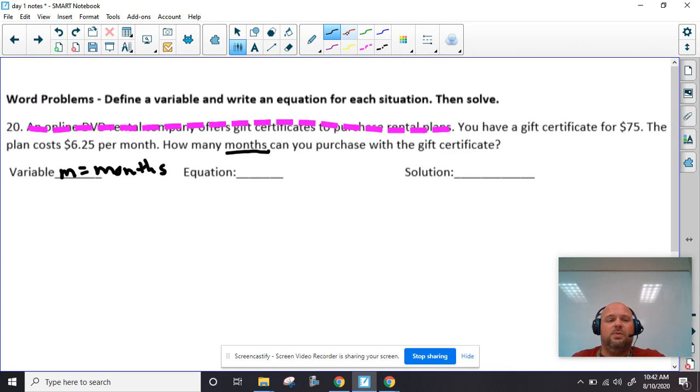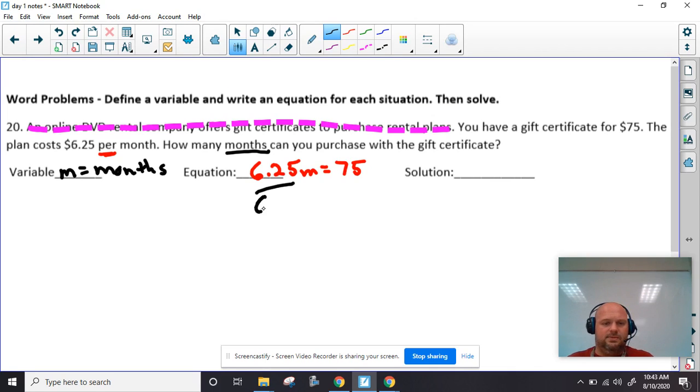Now, when we're setting up our equation, we need to think about what's given to us. Well, we know it's this much per month. Usually when you see this word per, this is going to be multiplied. So 6.25 M equals, and we have $75. There's our equation. All we have to do is just divide from there.